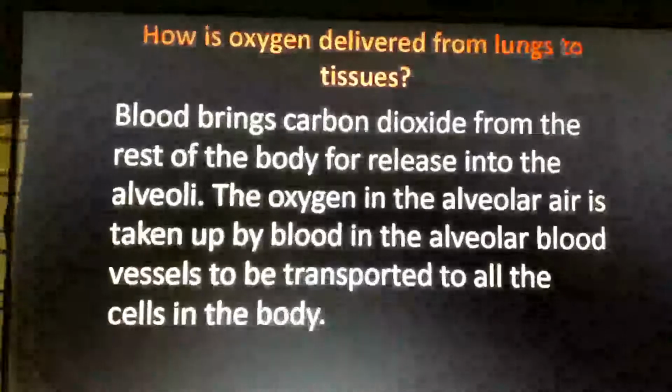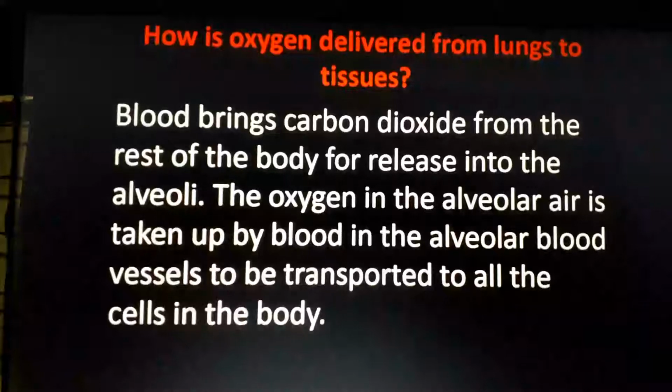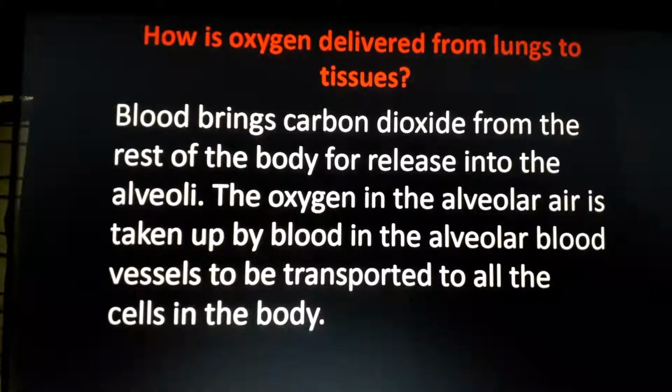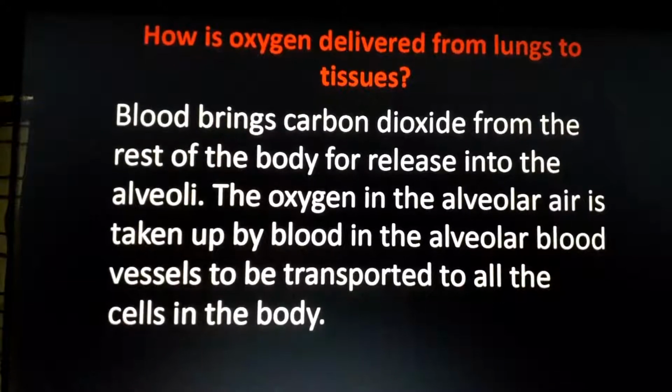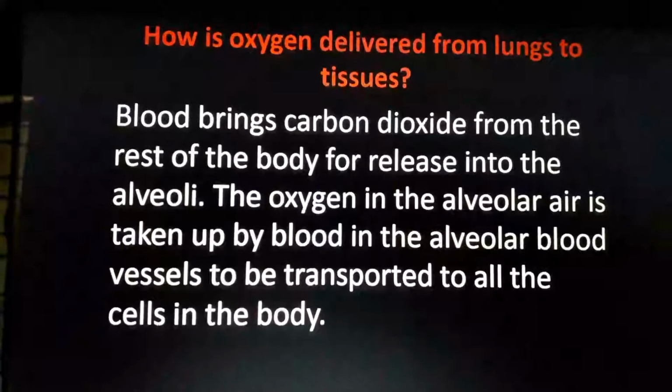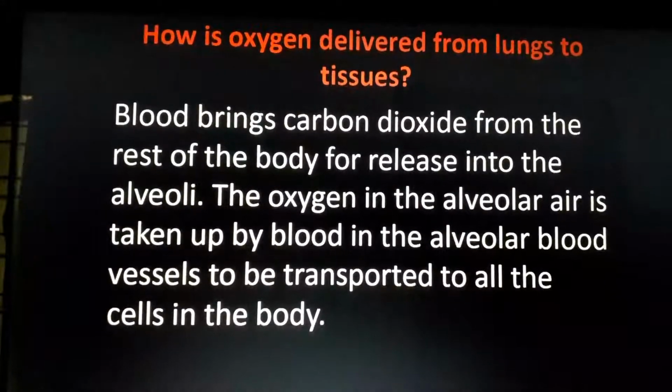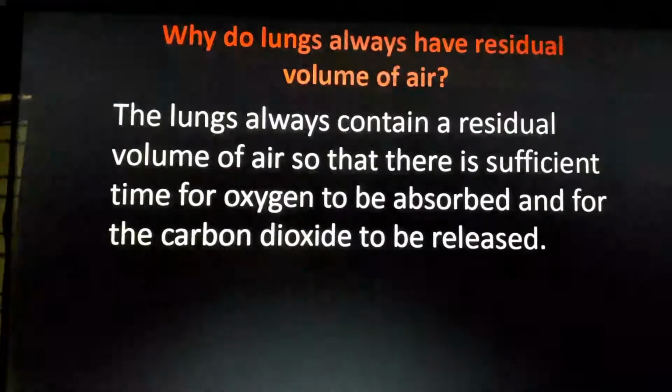How is oxygen delivered from lungs to tissues? That's an important thing. Anyway, this alveoli is absorbing all this oxygen. Then how is it reaching our cells? Let's see. Blood. Blood is the main transportation agent in our body. Understood? That's our next part. Blood transports all those things. So the oxygen in the alveolar air is taken up by blood in alveolar blood vessels to be transported to all the cells in our body. So the blood will take care of the oxygen after that. And the blood is the same thing which brings back the carbon dioxide also.